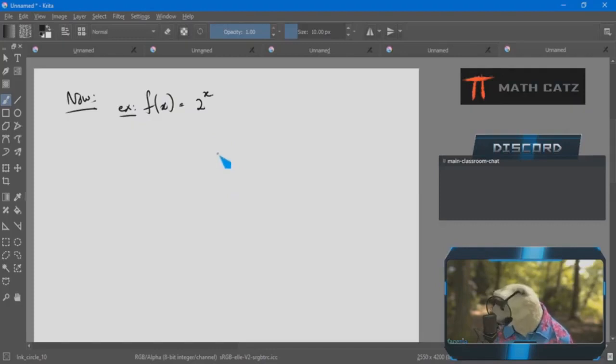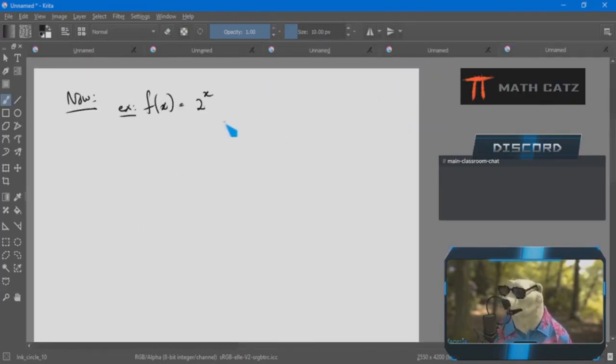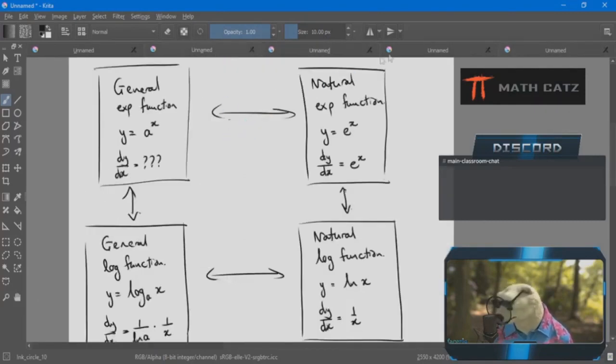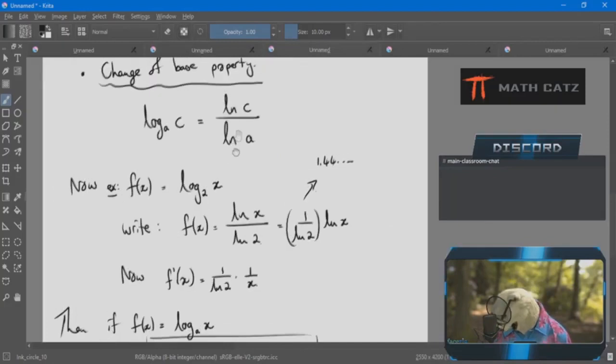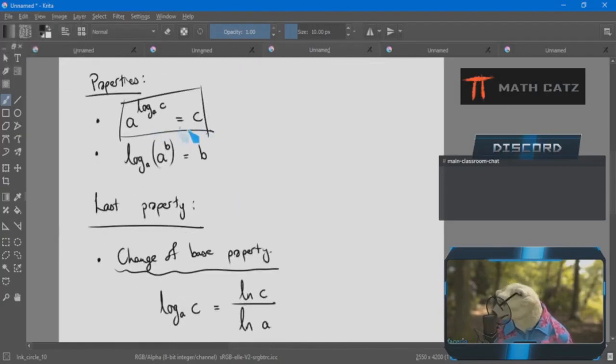What's the derivative? Well, similar to the situation for the general log function, I don't know what to do. I want to refer back to the natural version. But in this case, there's no property to quickly rewrite this to the natural base. But there is one that I'm looking for. I don't know where I put it. Oh, it's up here. It's this first one.